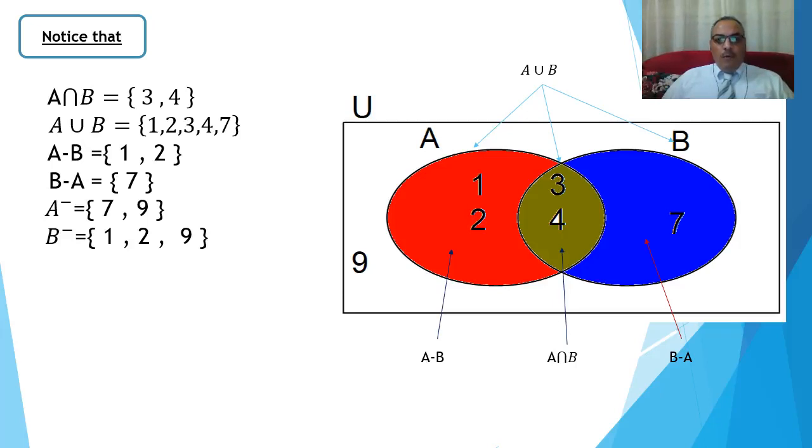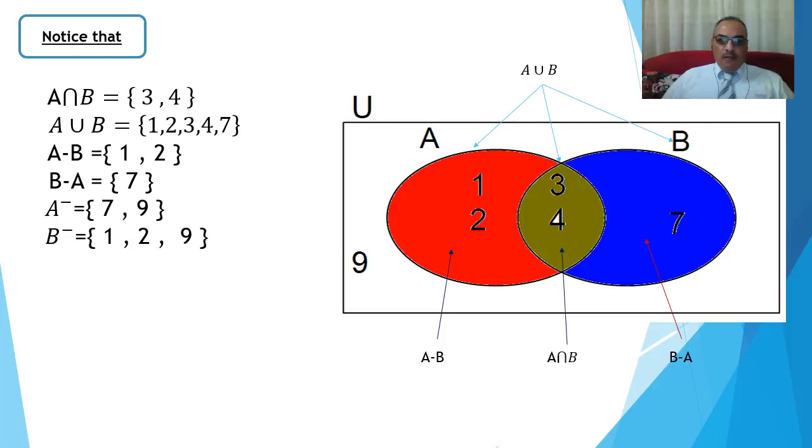A union B is all elements inside A or inside B: 1, 2, 3, 4, 7. A difference B, I mean the elements in A only: 1 and 2. This is a difference. B difference A is 7. A dash is the complement of A.